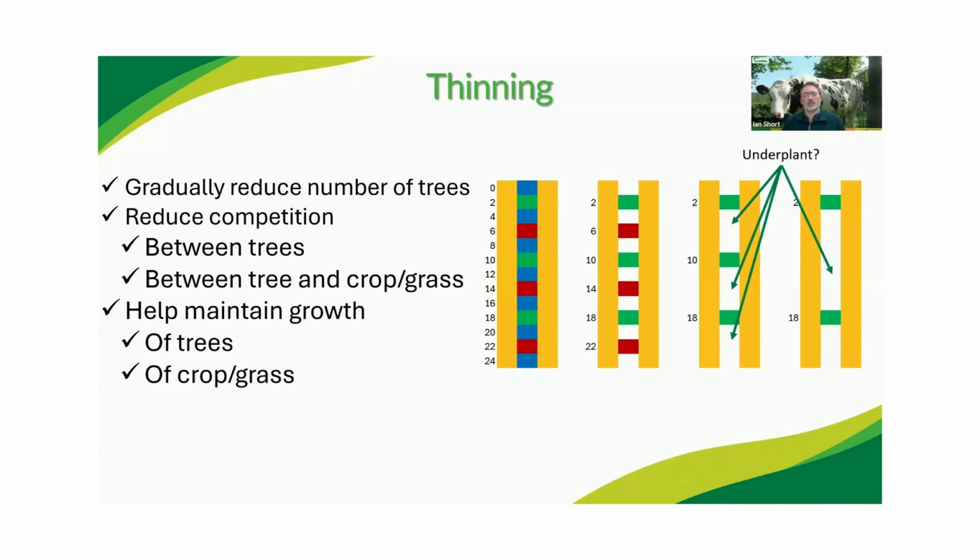And the thinning would be carried out really to reduce competition between the trees, but also between the trees and the crop or the grass that's growing either side. And this will help maintain the growth of the trees and the vigor of the trees, but also the growth and the vigor of the crop or the grass that's growing either side of the trees.